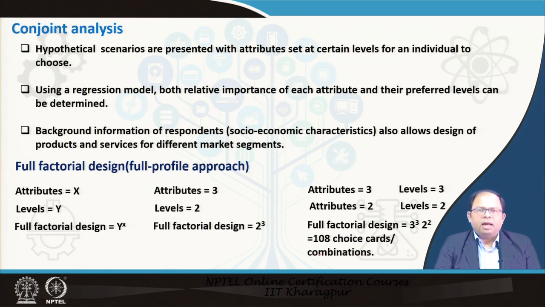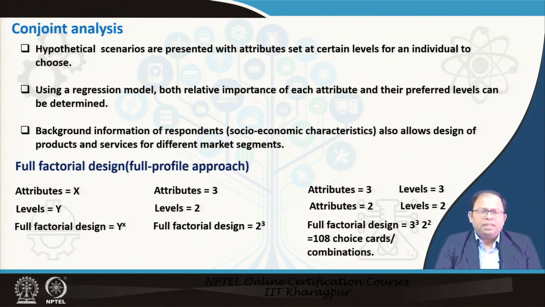And once this choice data is acquired, then we can do a regression model with this data, where both the relative importance of each attribute and also their preferred levels can be determined. That means we can determine which attributes are actually playing a role in a person's choice making, and also that increasing the level of one attribute to a particular level will lead to a certain change in the probability of mode choice, and that also could be established using these regression models. And this we will cover in detail in later lectures.